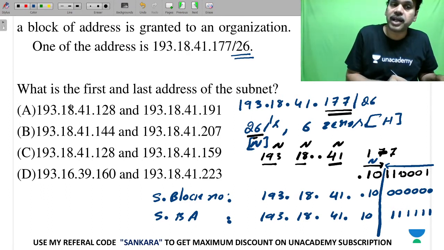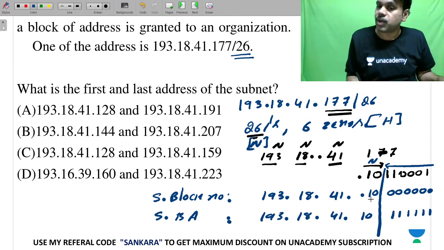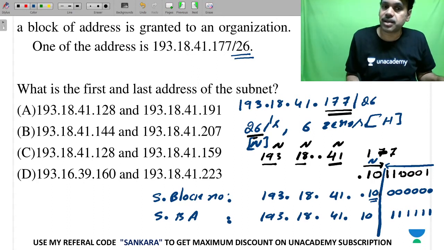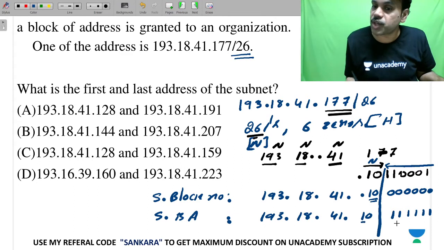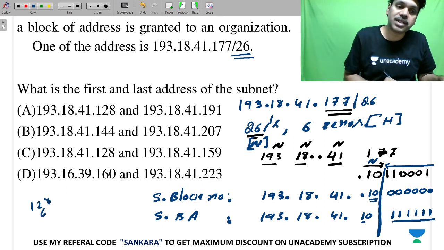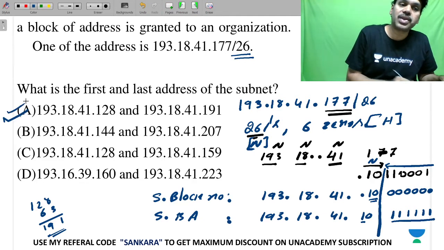193.18.41. What is the next one? It is 128. Yes, it is 128. What is the last number? 128 plus 2 power 6, which means 63. 128 plus 63, it is 191. So option A is correct.